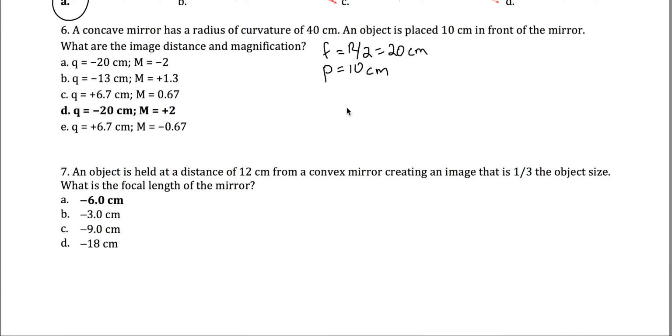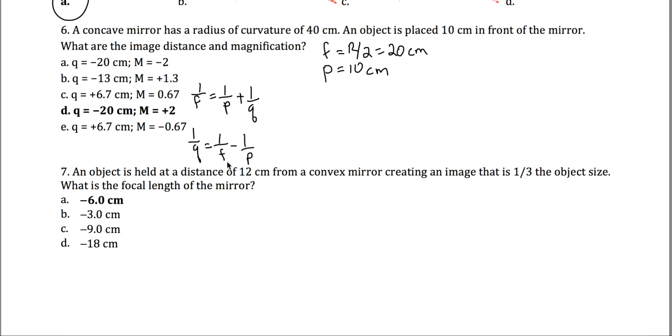Whenever we have P and F, we can find Q using the thin lens equation, or the mirror equation. 1 over F equals 1 over P plus 1 over Q. Now we need to do some algebra to solve for Q. We did this in class, but I can do it one more time. 1 over Q equals 1 over F minus 1 over P.